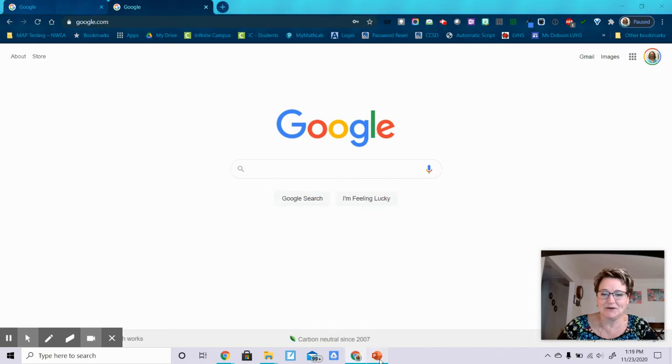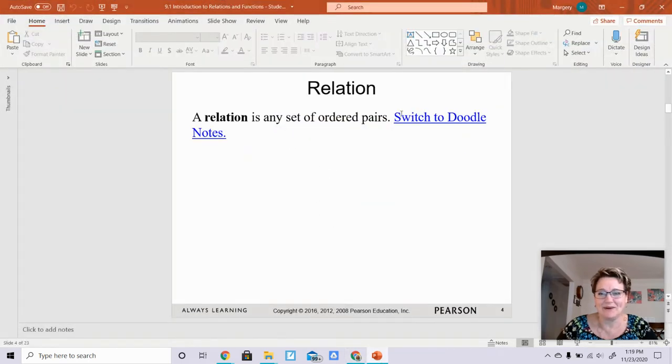A relation is just an input and an output. It's like if you put information into a computer, something else will come out of it. Your X value relates to the input, your Y value relates to the output.